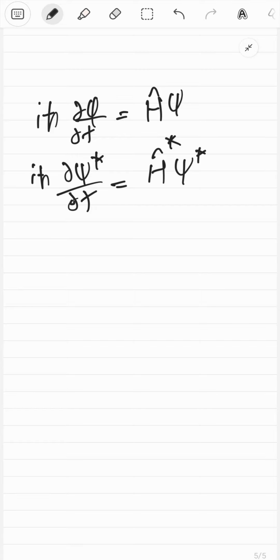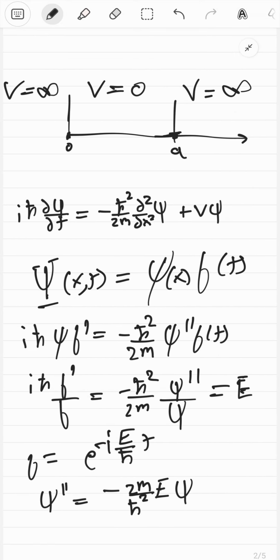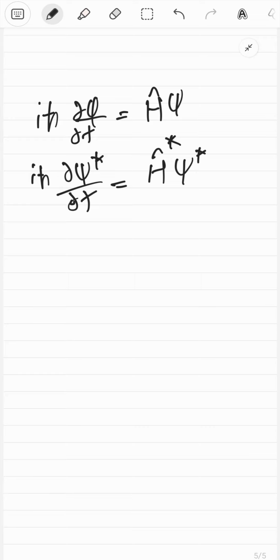Now H hat doesn't really have any i's or anything. H hat is just this quantity, so H hat star is basically H hat, and so this just becomes this. But over here you should actually have a negative, because you took the conjugate of the whole equation, not just psi. That's not valid to do. You can't just take the conjugate of one part and say, oh, we are done. No, that's wrong.